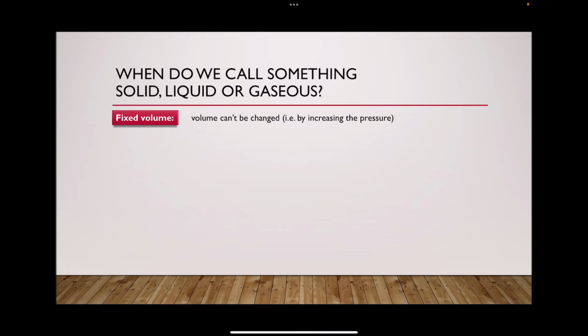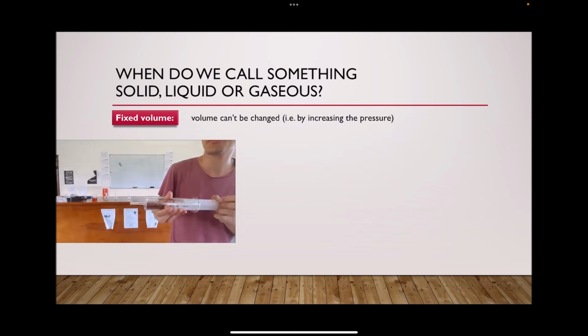One thing that can help us to separate between the different states of matter is the fixed volume. And fixed volume means that the volume of a substance cannot be changed even if we, for instance, increase the pressure from outside. Volume is the space that matter takes up. And if we push on a substance and it changes its volume, it does not have a fixed volume. But if we push on a substance and it does not affect the volume, then this substance has got a fixed volume.